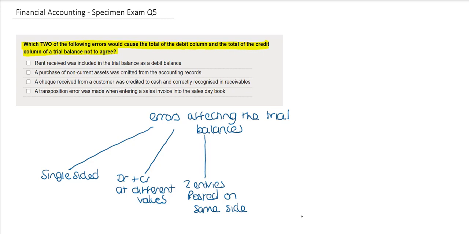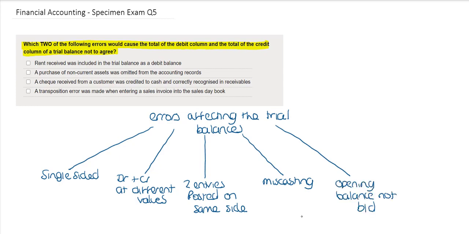There could also be errors as a result of miscasting. This could be in the ledger account or the trial balance. Another error could be where the opening balance has not been brought down. Or there could be an extraction error. This is where the ledger balance has been transferred incorrectly to the trial balance, either that the number is wrong or it's been put on the wrong side.